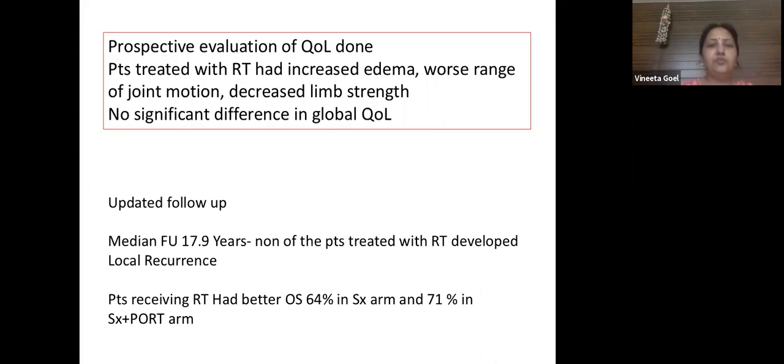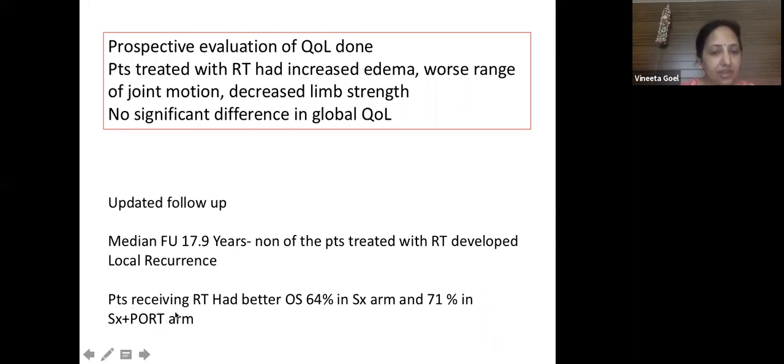These patients who were treated with radiation therapy had increased edema. They had worse range of joint motion, decreased limb strength, etc. They had radiation therapy related side effects, but overall there was no difference in the global quality of life of these patients. Now, further updated follow-up of about 18 years is available for these patients, and none of the patients in the high-grade sarcoma group who were treated with radiation therapy developed a local recurrence even after a median follow-up of 17.9 years. This follow-up was taken on a telephonic basis.